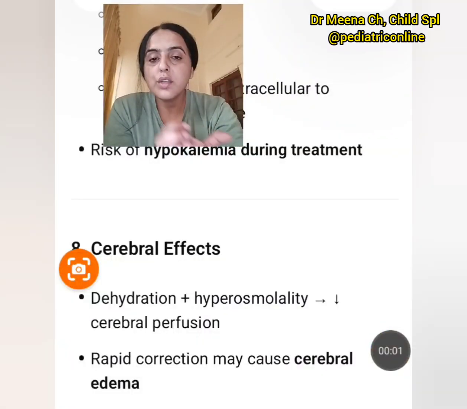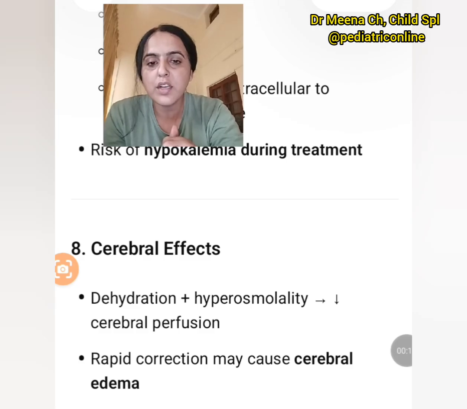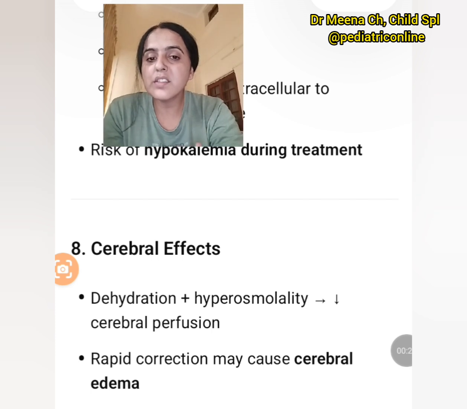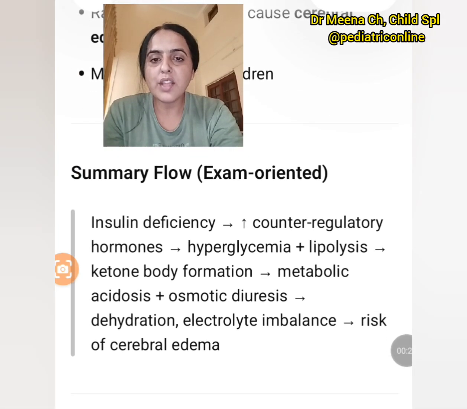Very important, the most lethal complication of ketoacidosis is cerebral edema. What are the factors that lead to cerebral edema? One is dehydration, and then hyperosmolality. These two factors decrease the cerebral perfusion, and rapid correction of this dehydration and rapid fall in the glucose levels may further increase the risk for cerebral edema, which is the most common complication seen in children. So what is the summary that we'll talk about?